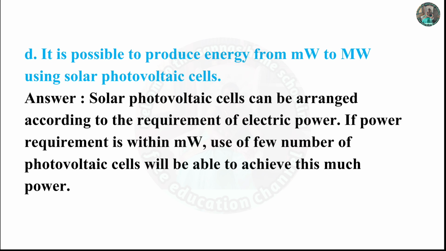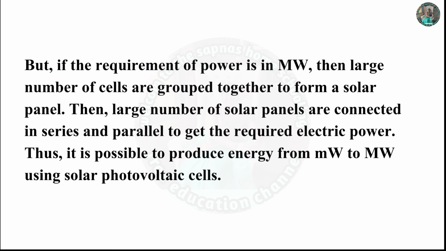D. It is possible to produce energy from mW to MW using solar photovoltaic cells. Also, solar photovoltaic cells can be arranged according to the requirement of electric power. If the power requirement is in mW, a few photovoltaic cells will be able to achieve this much power. But if the requirement of power is in MW, then a large number of cells are grouped together to form a solar panel. Then a large number of solar panels are connected in series and parallel to get the required electric power. Thus, it is possible to produce energy from mW to MW using solar photovoltaic cells.